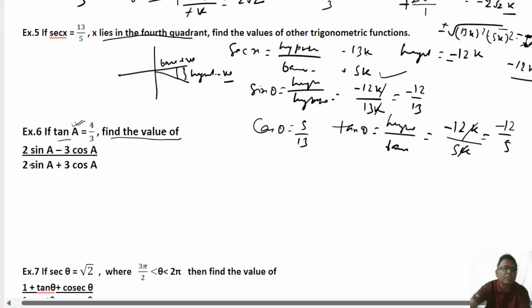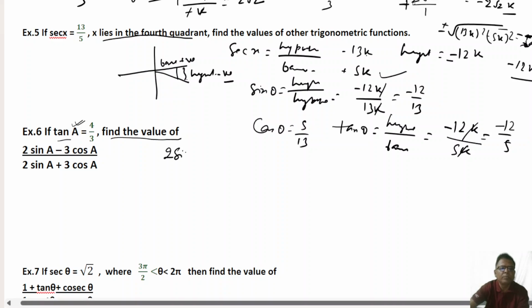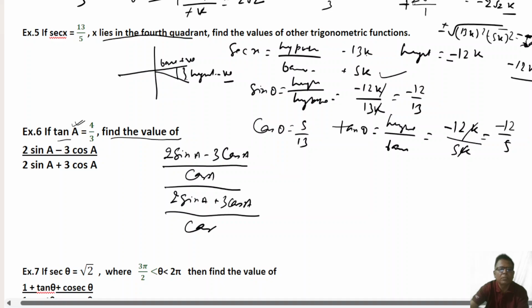So what you do? You convert this into tan A. How can you convert? You divide numerator by cos A and denominator also by cos A. So it will become 2 sin A minus 3 cos A divided by cos A, by 2 sin A plus 3 cos A divided by cos A. Here you divide and split it, and sin A by cos A is tan A, so 2 tan A minus 3 over 2 tan A plus 3.